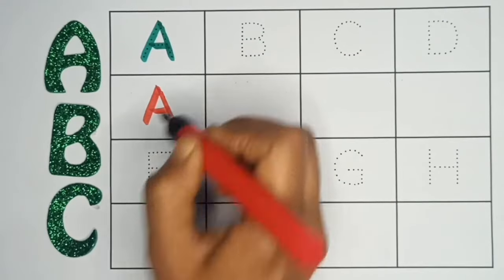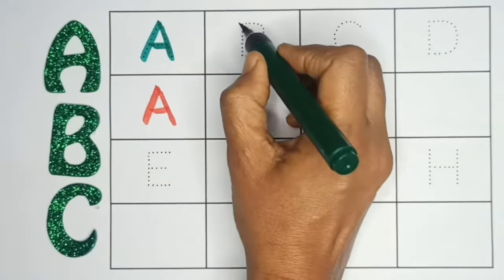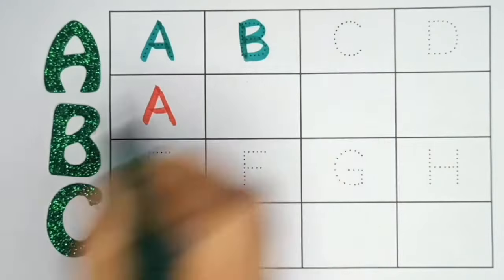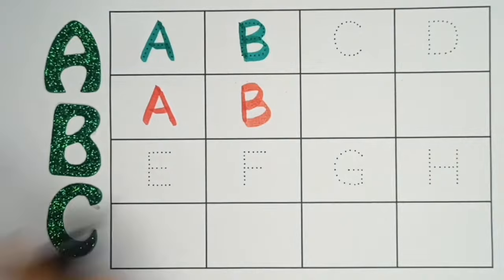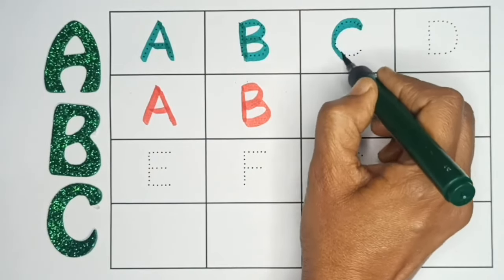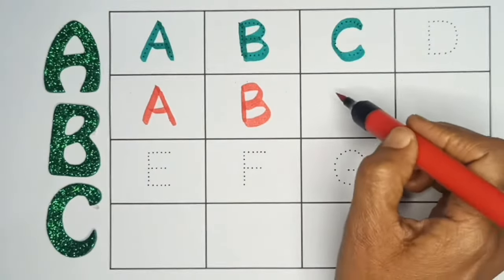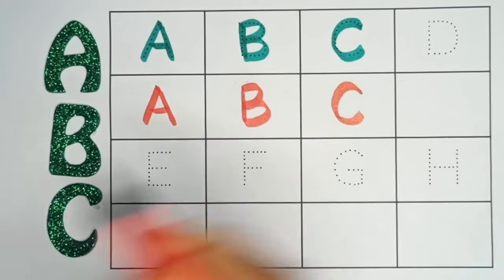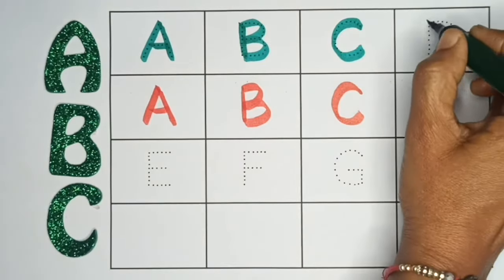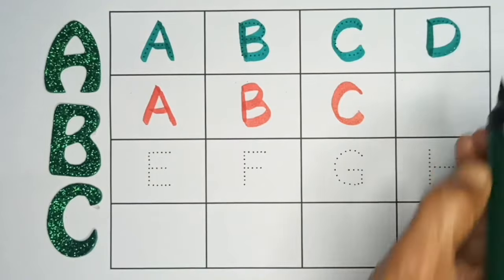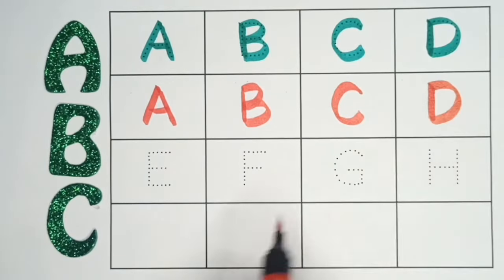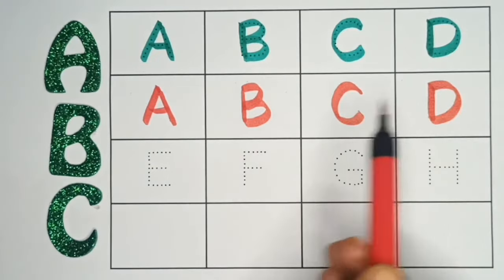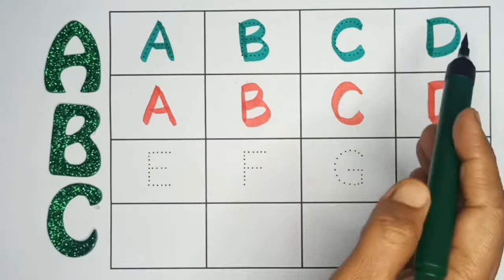A for apple. A. B for ball. B. C for cat. C. D for dog. D. Red color, green color.